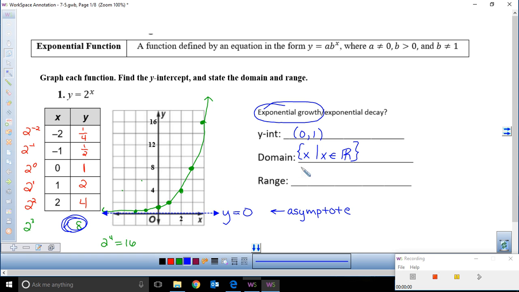Well, that means our range is going to be the set of all y's such that y is greater than 0. And if you think about it, that makes sense, because there is no way that I could put anything in for x that would make this number a 0 or a negative exponent, because when we put 0 in for x, we actually get 1.